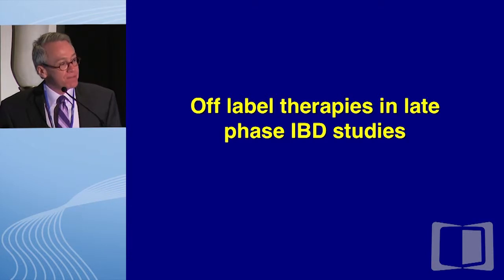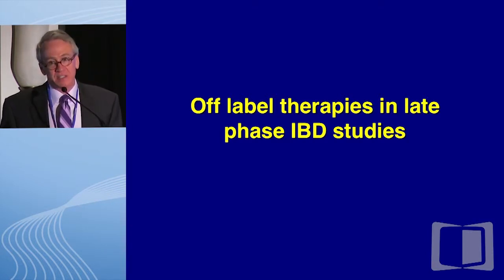So in patients who we see a lot in our referral-based practices who test negative for the JC virus by this ELISA test, natalizumab may be a great option for medically refractory Crohn's disease. Okay, so what about off-label therapies that are in late-phase IBD studies?